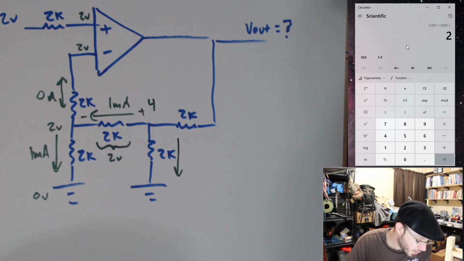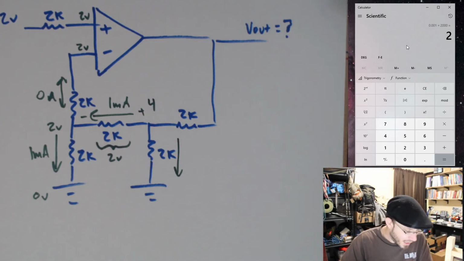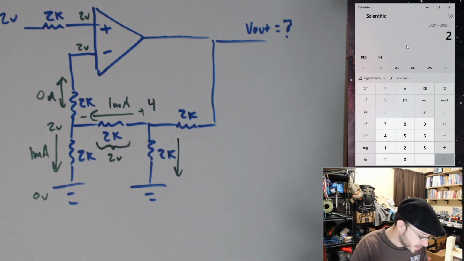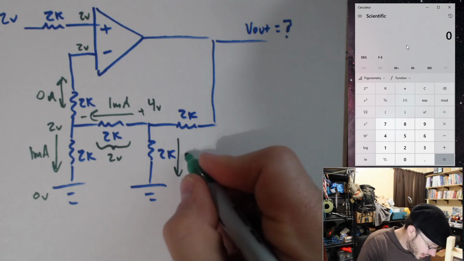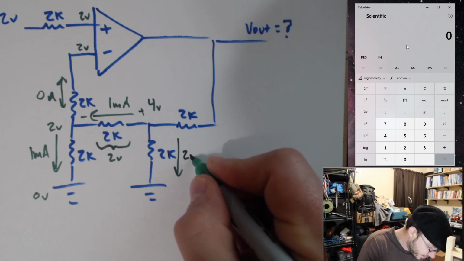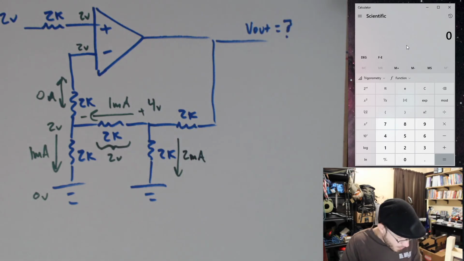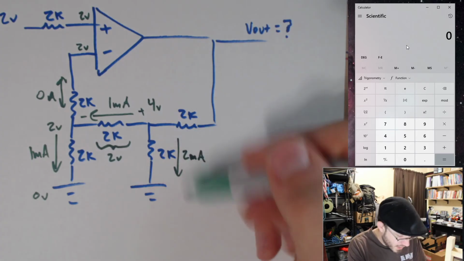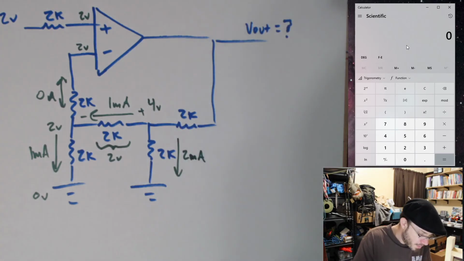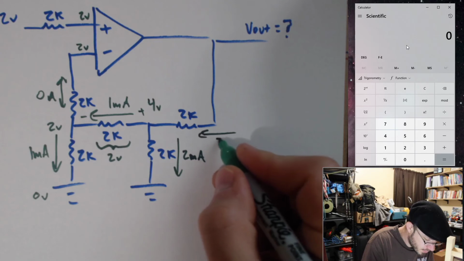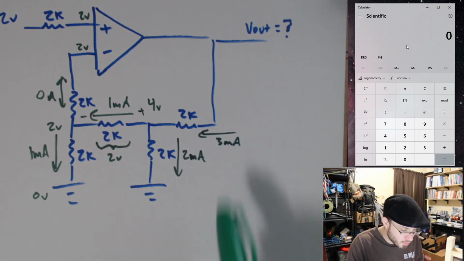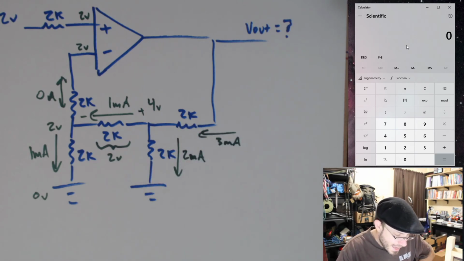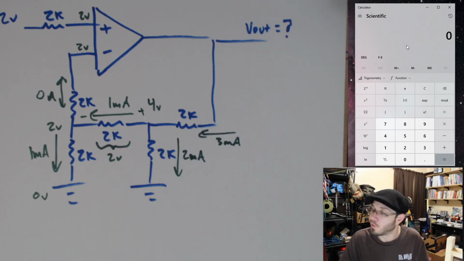Ground over here, current's going down through that 2K. So I have a 4 volt drop across that 2K. So 4 volts divided by 2K is going to give us 2 milliamps. 1 milliamp going this way, 2 milliamps going down, so I must have 3 milliamps entering. 3 milliamps times 2K gives me the voltage drop across the 2K. So that's going to be, what, 6 volts?